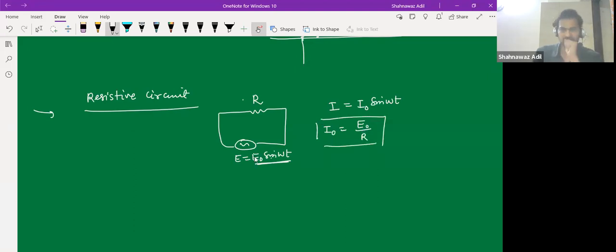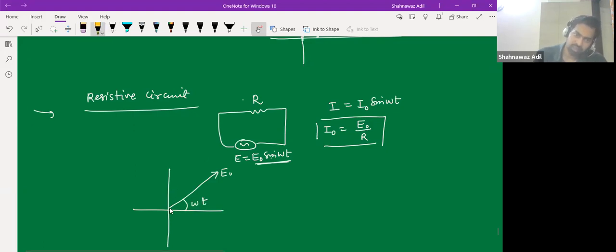Then we made the phasor diagram of this circuit. This had the same phase: this was E naught at angle omega t, and the current, which has the same phase, is I naught, and the angle is again omega t.